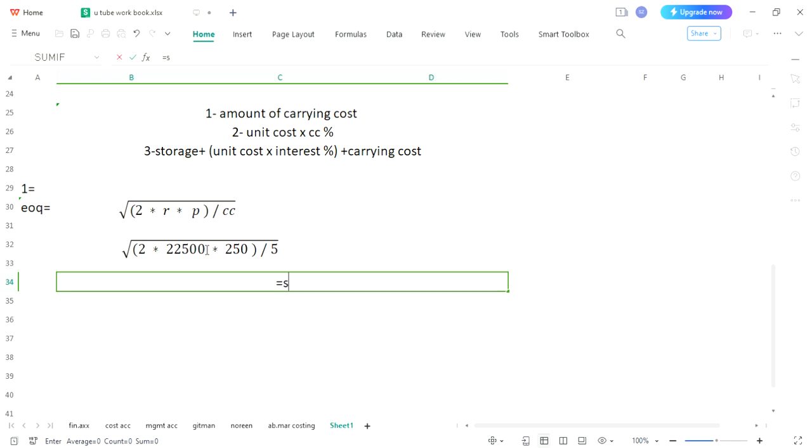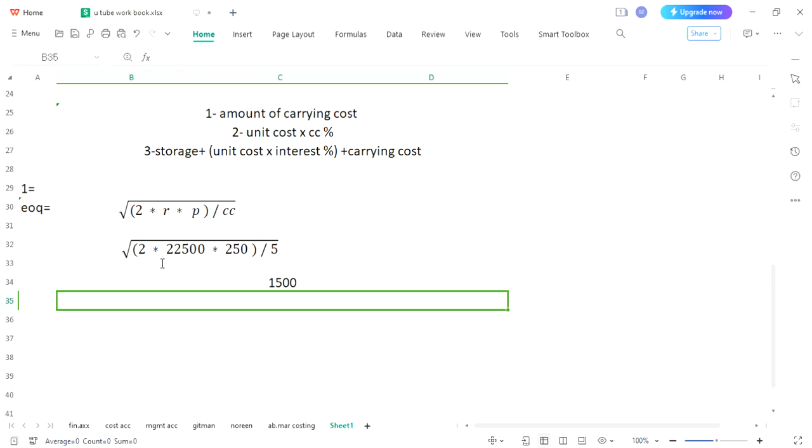I will take square root, and SQRT is used to calculate the under root or square root, where I need to put 2 and it would be multiplied by 22,500, multiplied by 250, close your bracket, divided by 5, which is CC, and in this way everything would be calculated accordingly. At once square root would be taken, multiplication would be completed, division would be completed, and final answer you have got is your 1500.